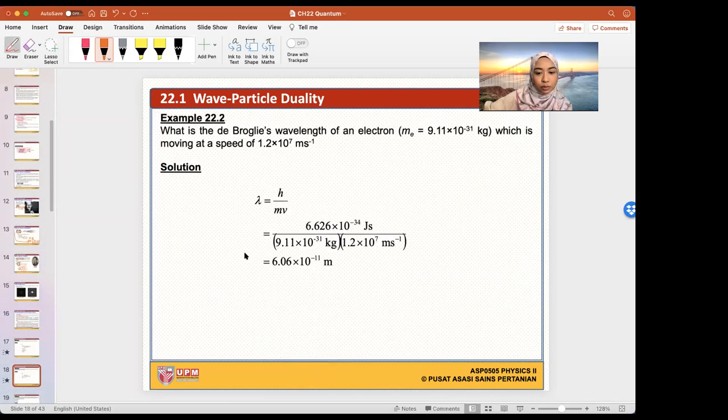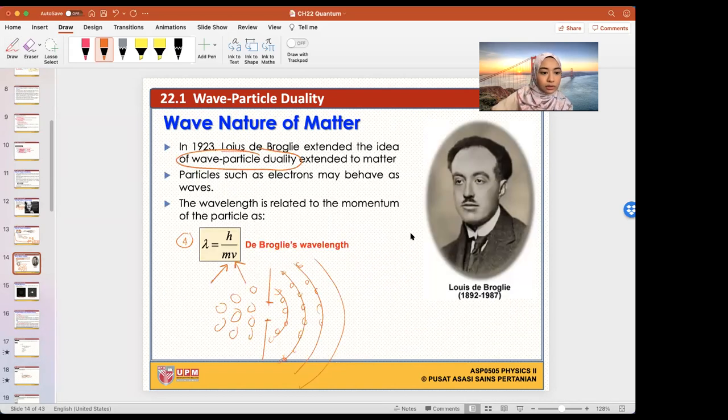Dia tak explain. That's so weird. So this is the mass of the electron and this is the velocity. Okay, the velocity or the speed. So let's go back to our equation. That's so weird. Dia tak explain dekat dalam slide. Okay, never mind. So this guy is in wavelength.